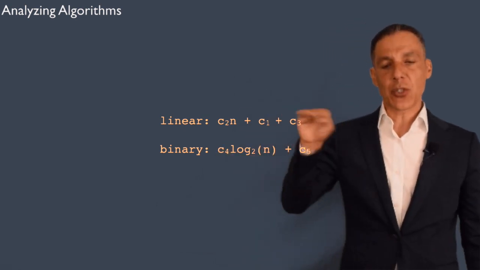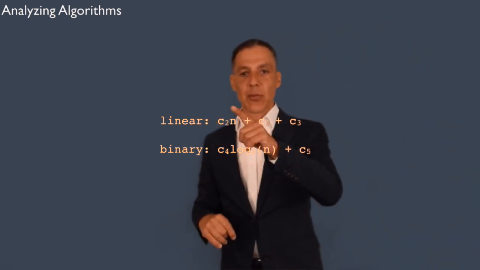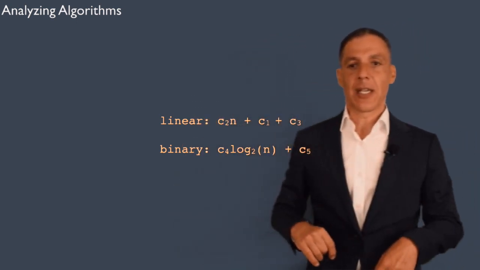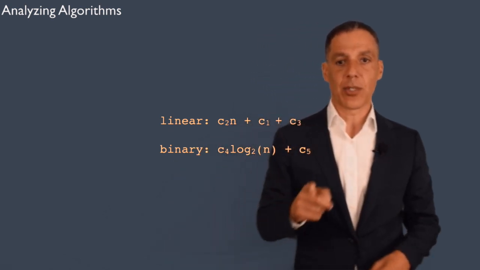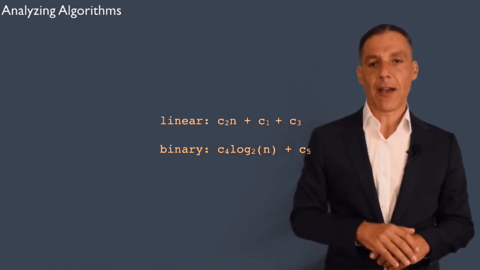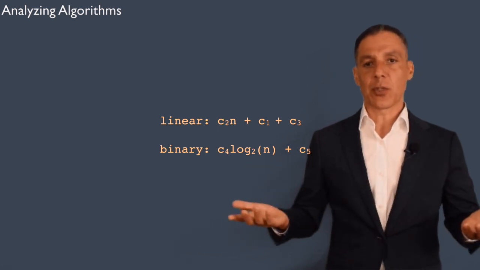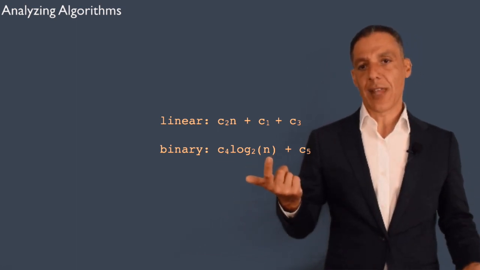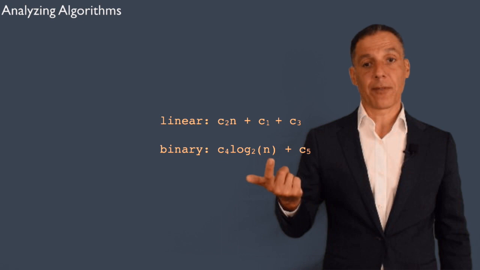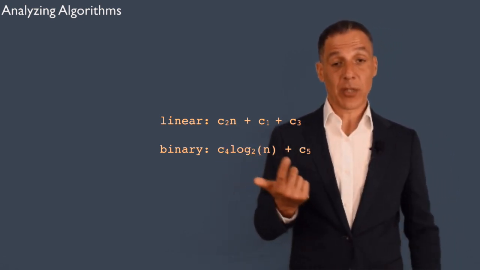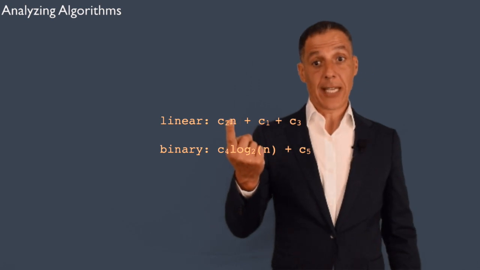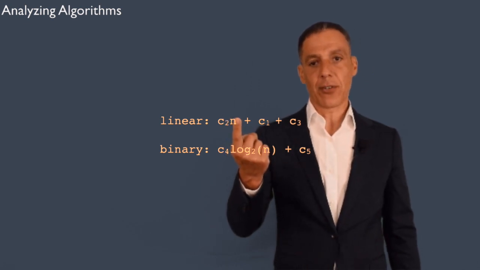Okay, so now we have these two algorithms. Linear, which is C1n plus C2 plus C3, and binary, which is C4 times log of n, the size of the input, plus a fixed constant C5. So which one's better, which one's worse? Well, our intuition, of course, is that log n is much, much more efficient than n. Because remember again, every time I double the size of the input, this only costs me one more, whereas when I double the size of the input, I double the number of comparisons.